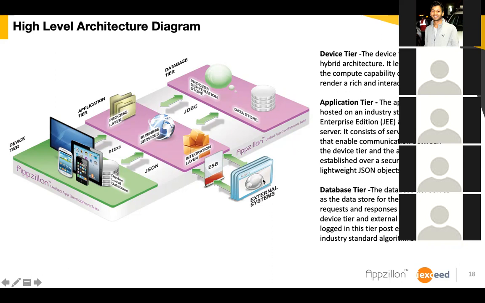So this is when we have to do a point-to-point integration. Let's say the bank has an ESB, then we can directly talk to the ESB instead of talking to the individual systems. So this, at a high level, is the architecture diagram.